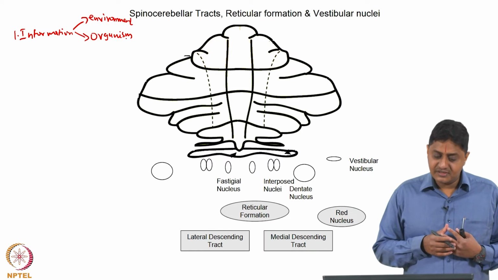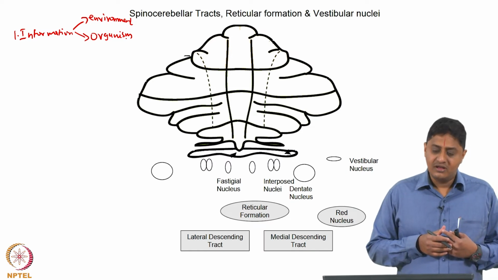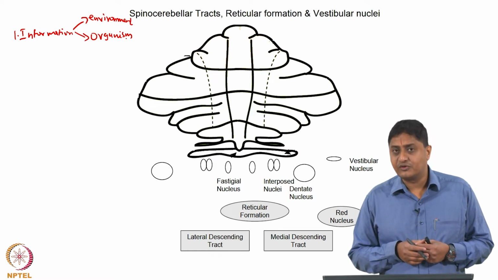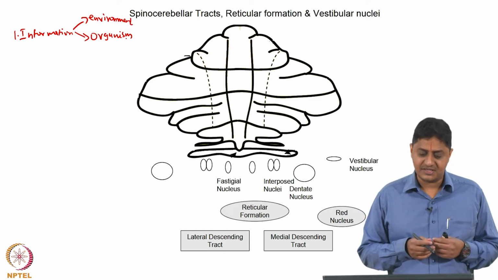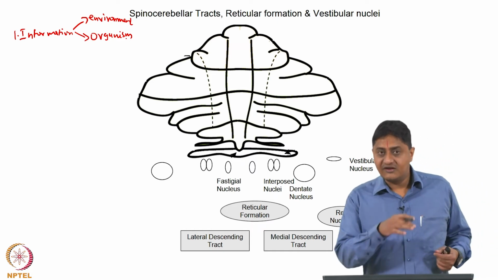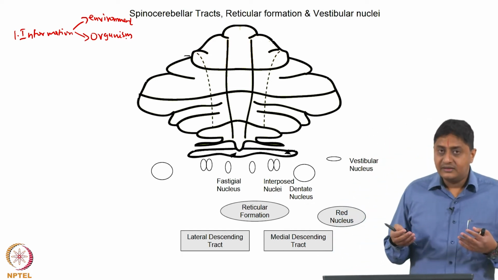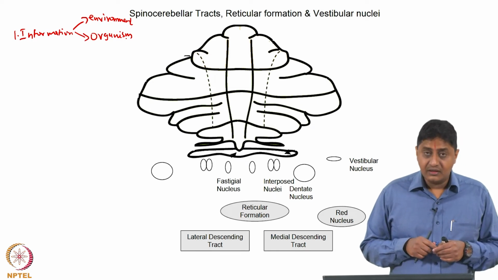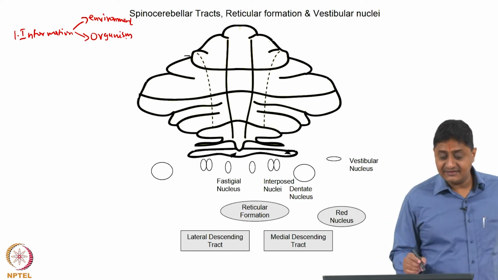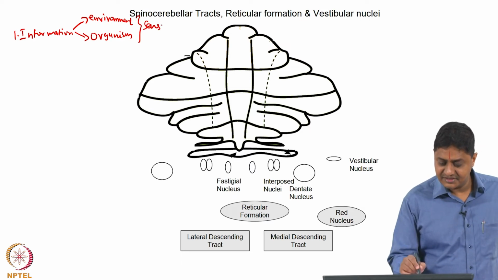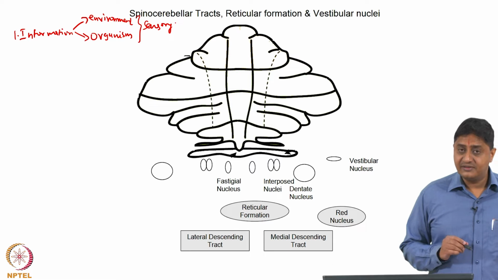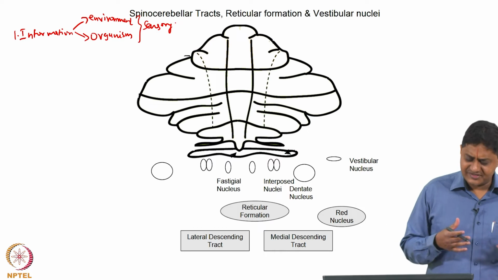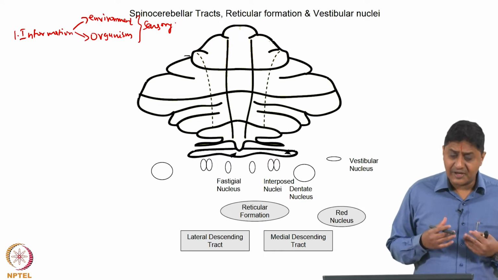So, the organism's information, like for example, where are the various parts of your body, what is the relative position of your body parts with respect to each other, for example. So, you know the environmental situation, you know the relative position of the body parts, also the other. So, these are sensory informations, is it not? So, they are brought about by the dorsal side of the spinal cord. So, basically they are brought about by the dorsal spinocerebellar tracts.